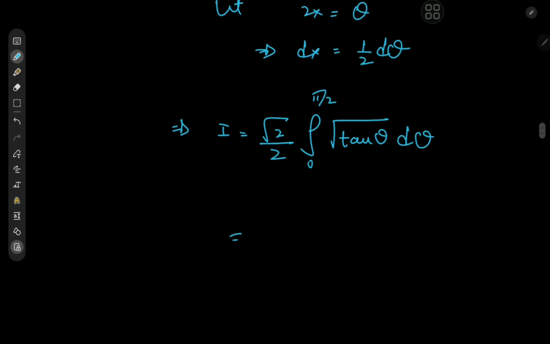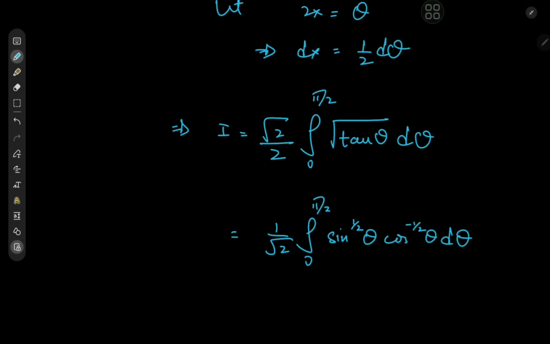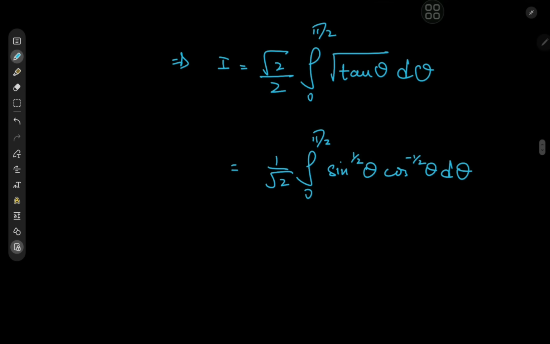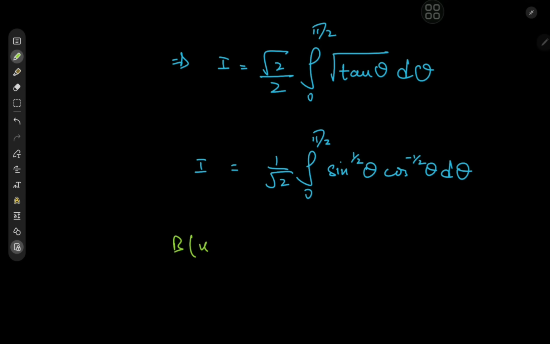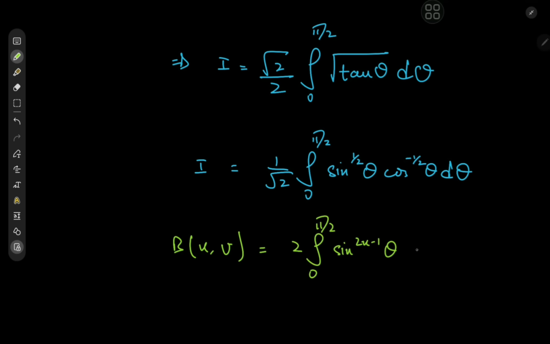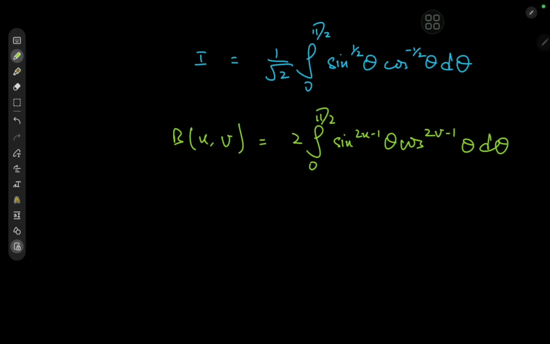And expanding the tangent function once more, we have outside 1 by root 2 times the integral from 0 to pi by 2 of sine to the 1/2 of theta times cosine to the negative 1/2 of theta d theta. And now we can invoke the beta function. So the beta function with complex arguments u and v is defined as twice the integral from 0 to pi by 2 of sine to the 2u minus 1 of theta times cosine to the 2v minus 1 of theta d theta.